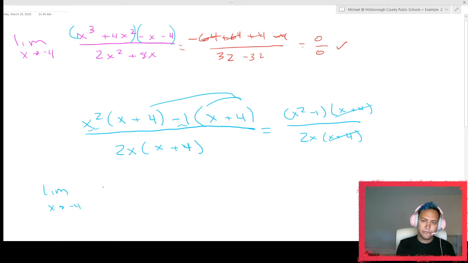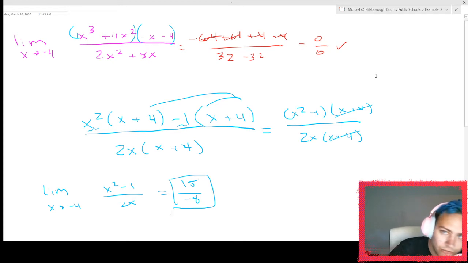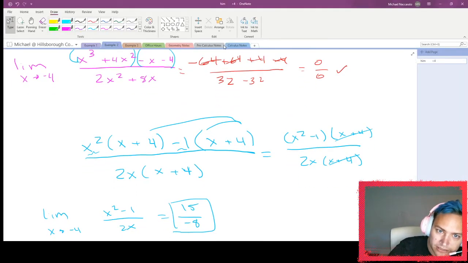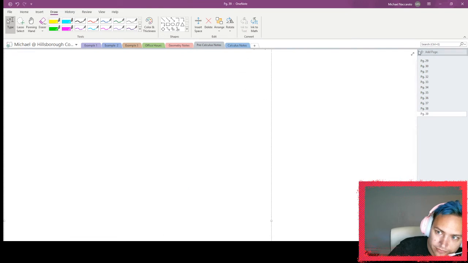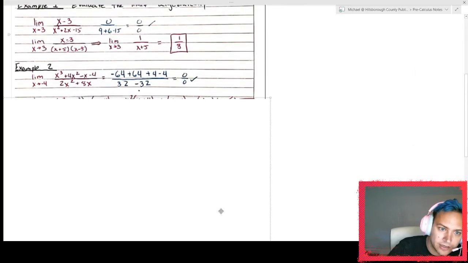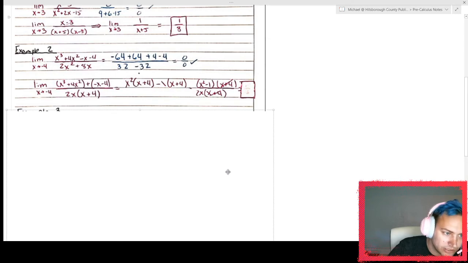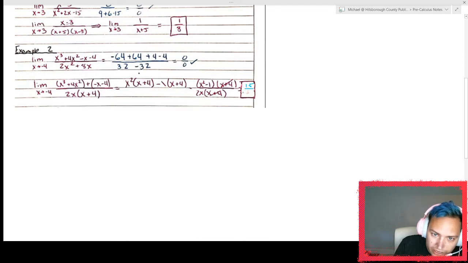As x approaches -4 of x squared minus 1 over 2x, I have a determinate form now. -4 squared is 16. 16 minus 1 is 15. And on the bottom, 2 times -4 is going to be -8. So -15/8 is going to be the solution here for this limit. Again, here is a little bit nicer of a version. You can't really see my answer there because I had to use whiteout, but it is -15 over -8.